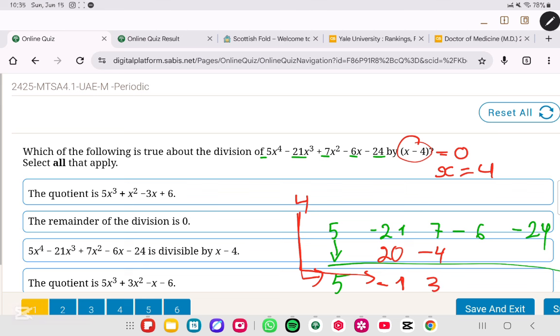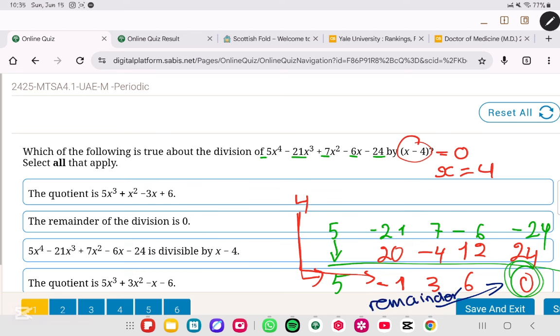Then 4 times 3 gives us 12. So you're going to put 12 over here. Minus 6 plus 12 will give us an answer of 6. Then 4 times 6 is 24. Minus 24 plus 24 is 0. What we notice here is what? 0 is the remainder. The very last digit over here is always the remainder.